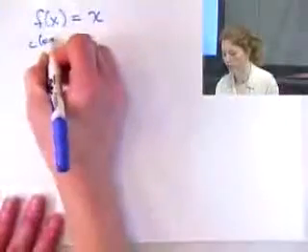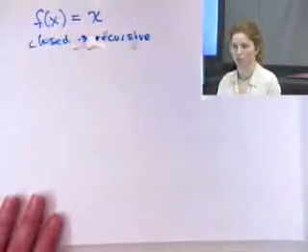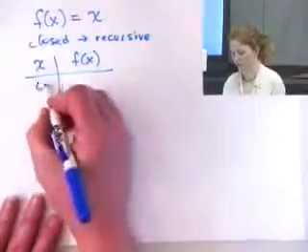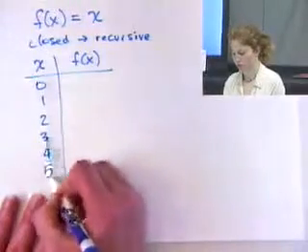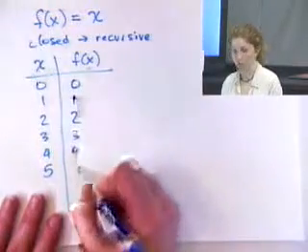Okay, so I'll give you some examples of closed form, and we're going to find some recursions for those. So here's a function definition. F of x is equal to x. We're going to go from closed to recursive, and again, making a table can really help. So let's try that here. This is a really simple one, right? If f of x is equal to x, both of these sides look the same in this table.